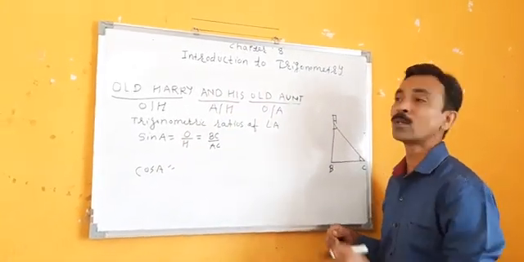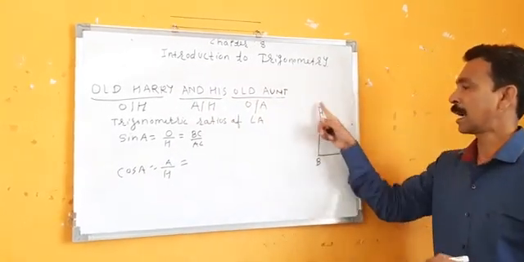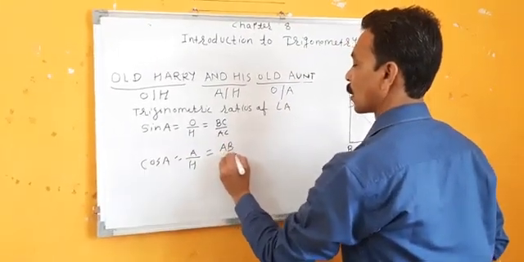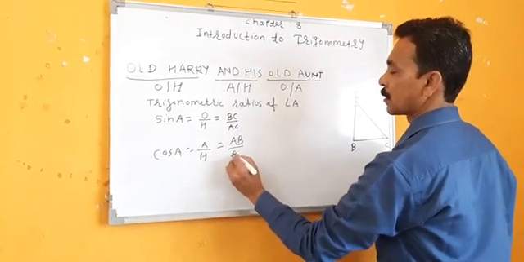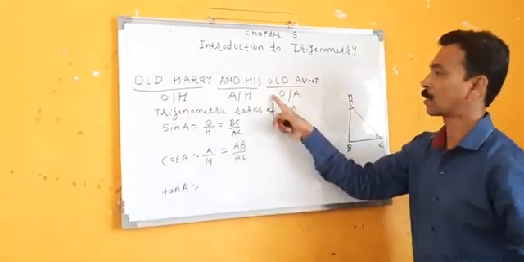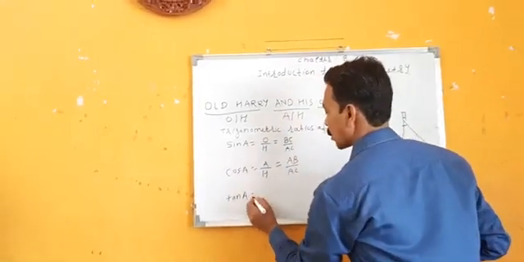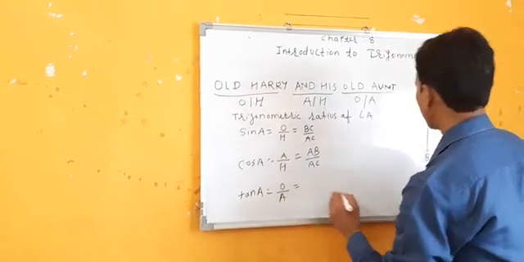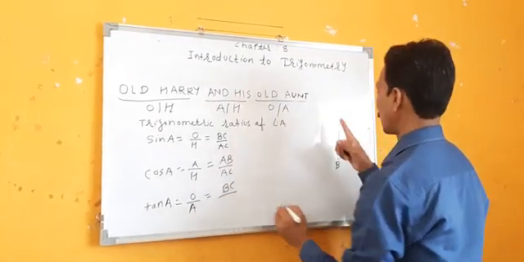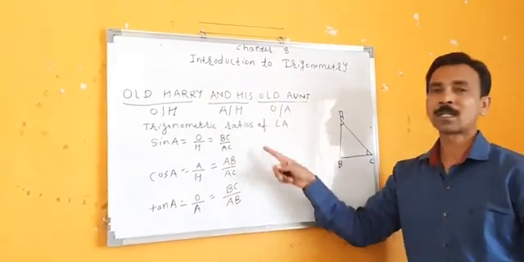Adjacent upon hypotenuse. What is the adjacent side of angle A? AB. AB upon hypotenuse, AC. Right? Then is tan. Tan A. Tan means what? Old aunt means opposite upon adjacent. What is the opposite side of angle A? BC. Upon, what is the adjacent side? AB. Right? We got the first three.